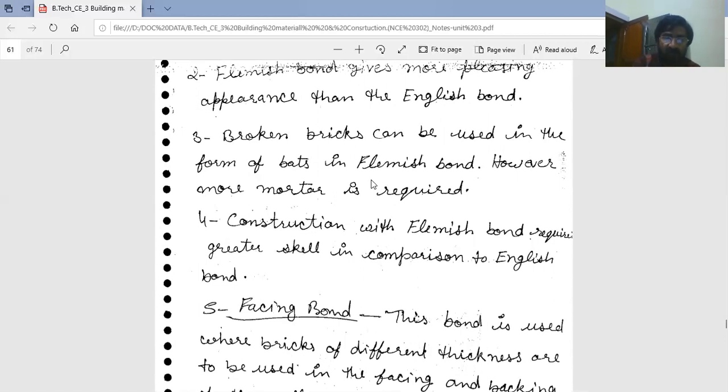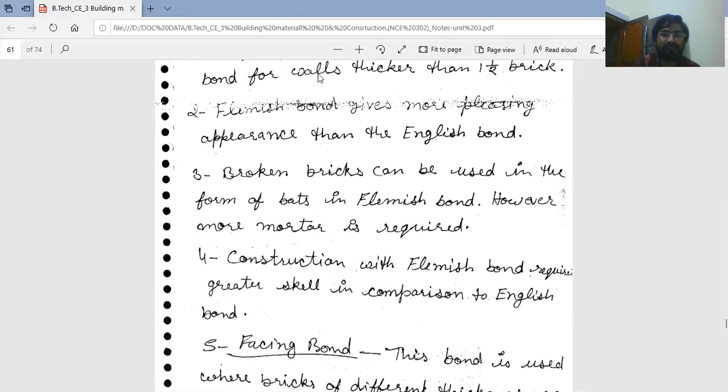These are some important types of bonds in brickwork. Thank you.